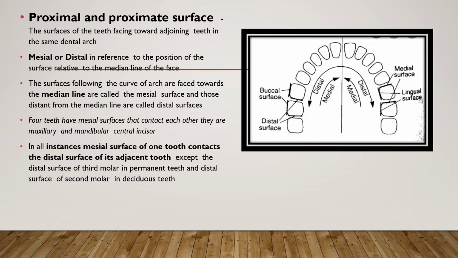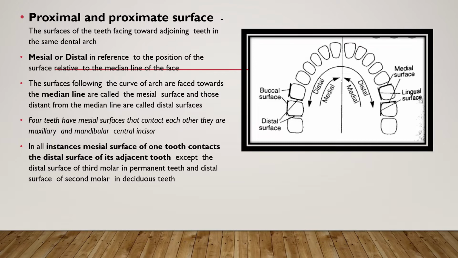Now, what is the median line of the face? It is the line that is drawn vertically through the center of the face, passing between the central incisors at their point of contact with each other in both maxilla and mandible. So this is the line that is drawn in the center of the face between the contact point of the maxillary and the mandibular central incisors.